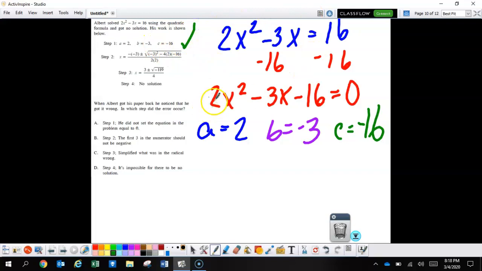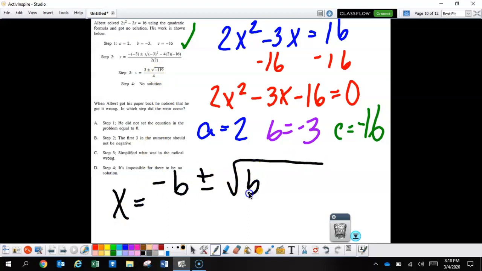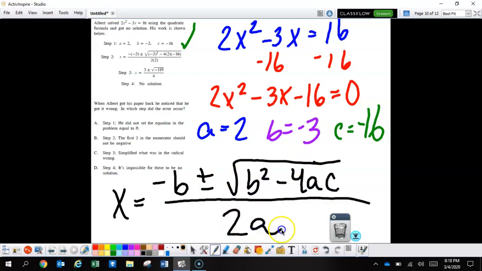Then he has to plug it in, and they all have to go in the correct spot. So the quadratic formula is negative b plus or minus the square root of b squared minus 4ac, all over 2a. They plugged in 2 next to the 4, that is correct, and the 2 next to the bottom with the 2, that is correct. B is negative 3, it goes out at the front, so that's correct. And then negative 3 squared, that is correct. And then the c just goes at the very end, so that is correct. So step 2 is correct.